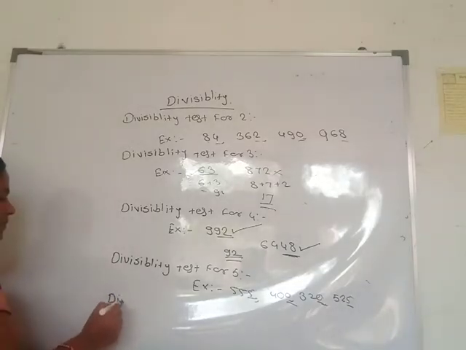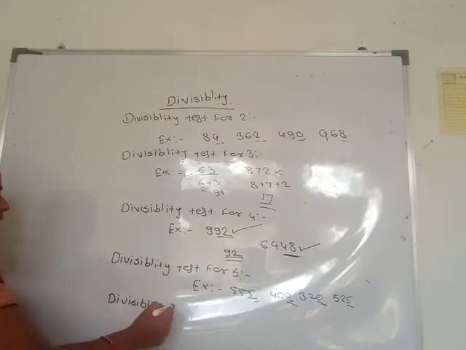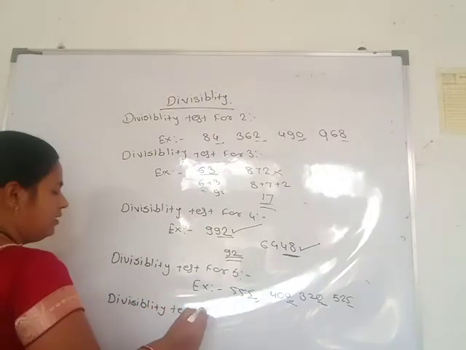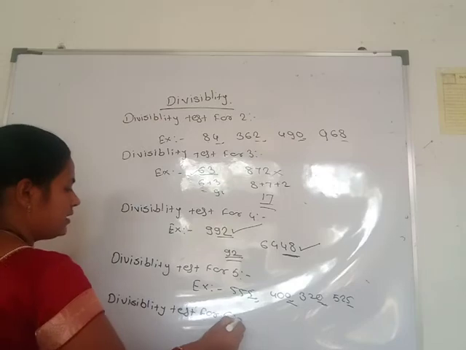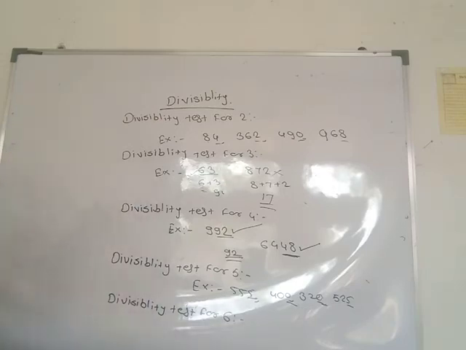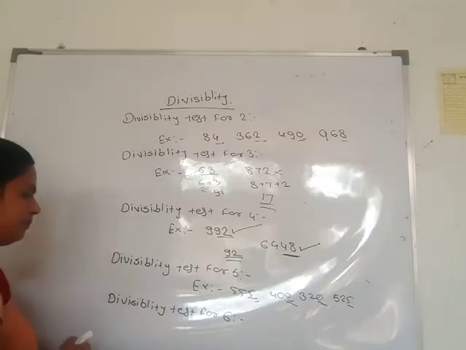Then the divisibility test for 6. If the number is divisible by 2 as well as 3, then that number is divisible by 6. See the example.